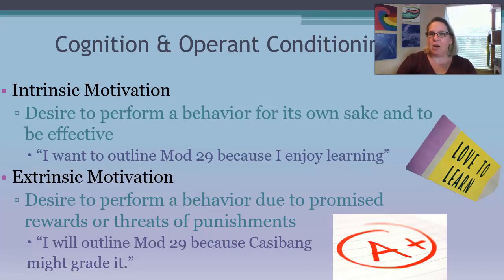If you don't really care about the punishment, so for example, let's take that example of I will outline module 29 because Casibang is going to grade it. If you don't really care about your grades, then there's no operant conditioning happening. Right? I would have to come up with a different sort of punishment or a different sort of reward to motivate you to do the work.